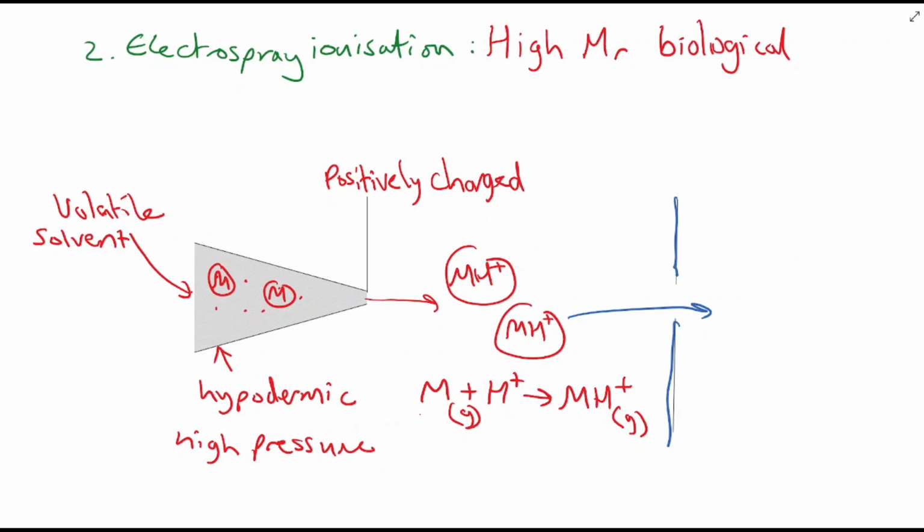This is my negatively charged plate, and these will fly off through the accelerator into the drift stage. So electrospray ionization, our molecule is dissolved in a volatile solvent, which is pushed through a hypodermic needle at high pressure, which is positively charged. It then gains a proton or a H+ ion and forms MH+ that's a gas, which can then be accelerated. That's how we would write that kind of answer. So we've gone through two methods of ionizing here.